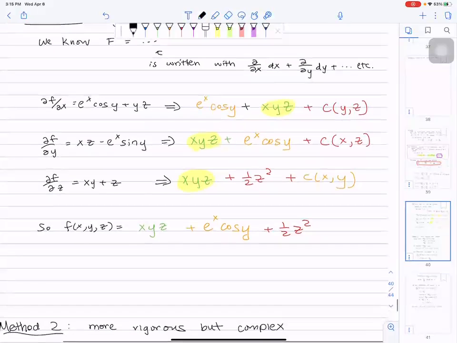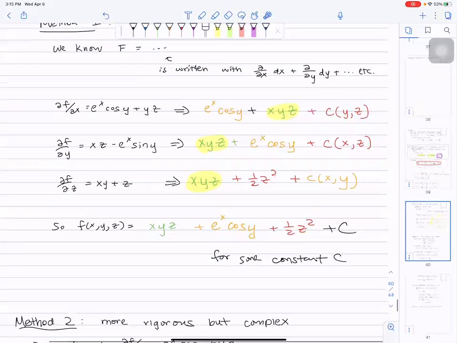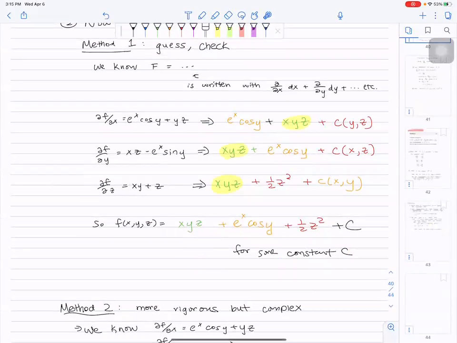So our final potential function is this. And when you take integrals, we always add the plus c. So you could add a plus c there for some constant c. And so this is your potential function. And if they gave you a start and end point, you would use this to compute end minus start.